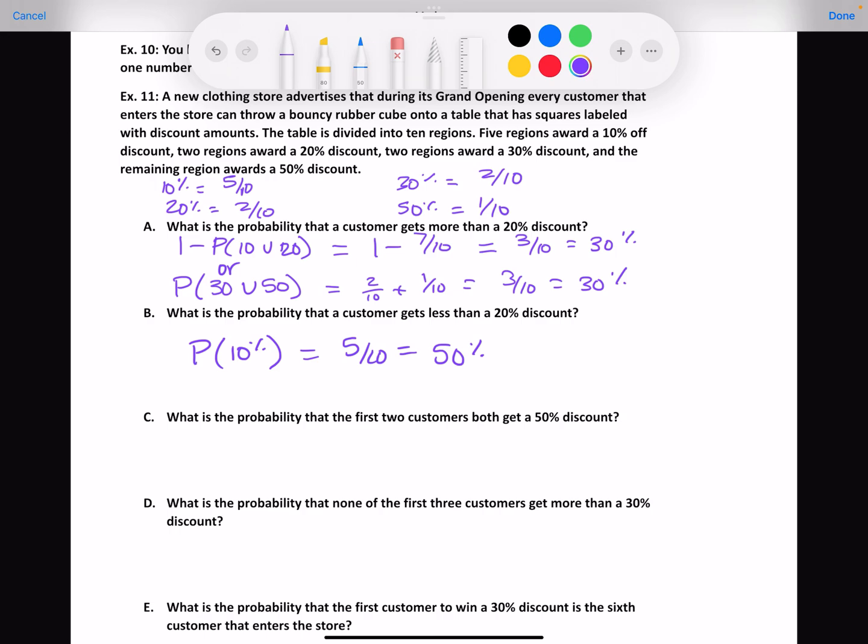What is the probability that the first two customers both get a 50% discount? Don't you need to do 1 over 10 times 1 over 10? 1 out of 10 times 1 out of 10, which is 1 out of 100, or 0.01. So there's a 1% chance that that happens.